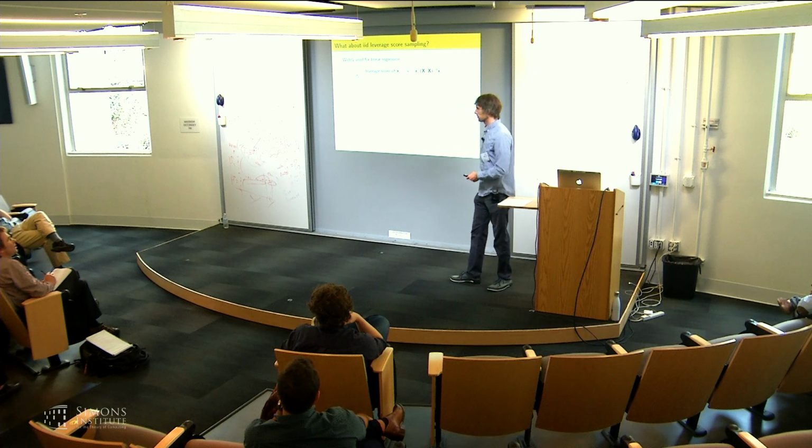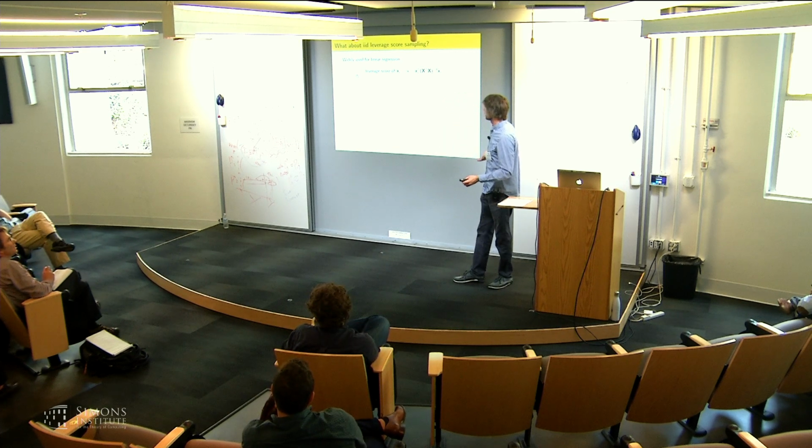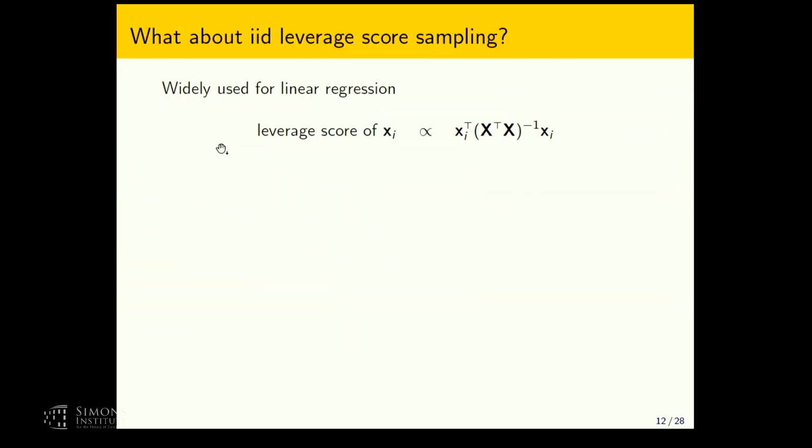Okay, so now we get to... since we're doing sampling for linear regression, of course I have to ask, what about IID leverage score sampling? How does this compare? How does this fit? Of course, that is used for this very task. We've seen many times in this workshop leverage score sampling being used.